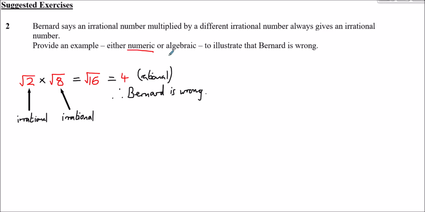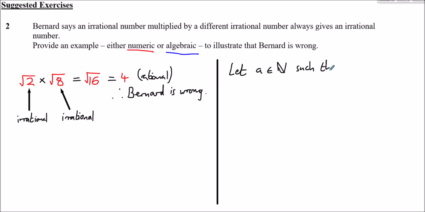Doing it algebraically, I'd suggest something like this might be the best thing. So just set out our stall and think of a number which is going to be not a square number. So for example, I'm going to pick the letter A. So let A be a natural number such that A is not a square number.